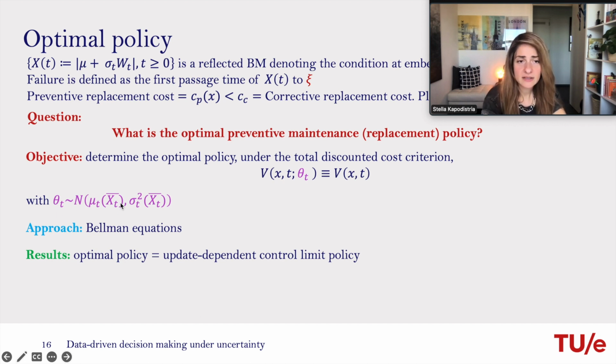So here we had this entire vector, and here I'm just going to focus on the case where we only know the sigma and we learn the mu. However, in our work, we also consider that we don't know both the mu and the sigma. Under the total discounted cost criterion, we would like to determine the optimal policy by defining the total expected discounted cost, which we denote here by V of x comma t. X is the state of my stochastic process, the reflected Brownian motion. T is the time, and theta of t is the information that we have on the mu and the sigma.